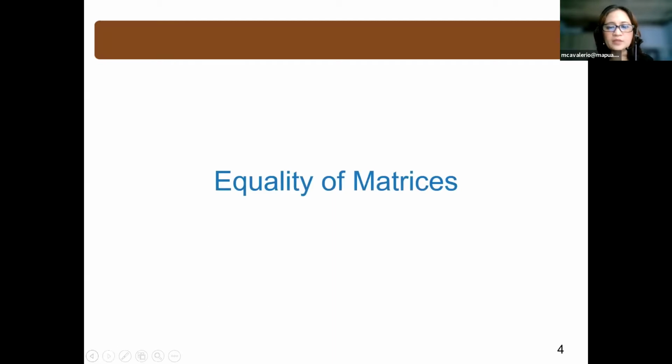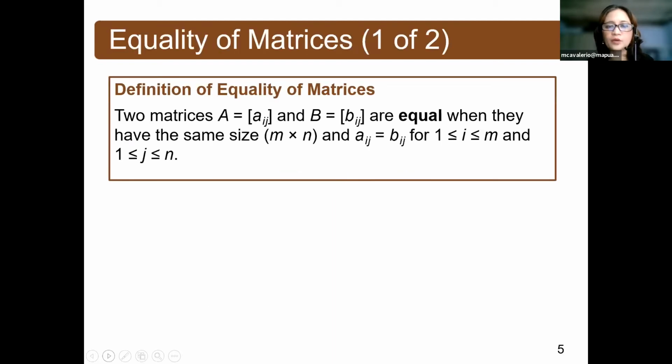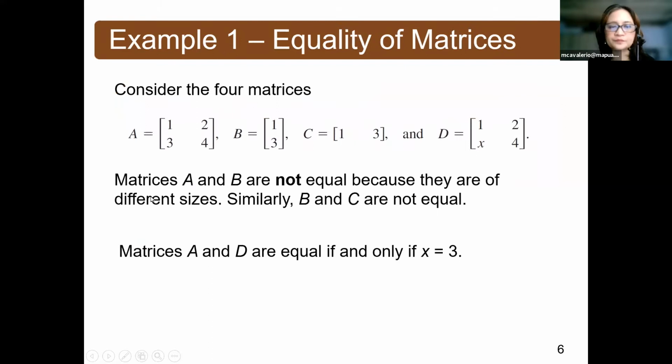Now, what makes matrices equal? According to this definition, two matrices A and B with respective entries A sub ij and B sub ij are equal when they have the same size, that is an m by n size, and for which A sub ij is equivalent to B sub ij for i from 1 to m and for j from 1 to n.